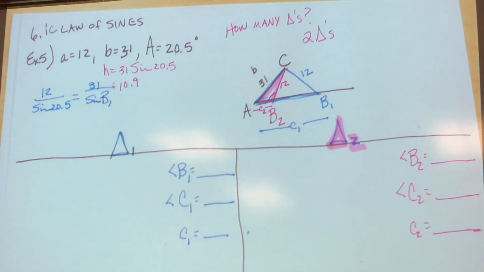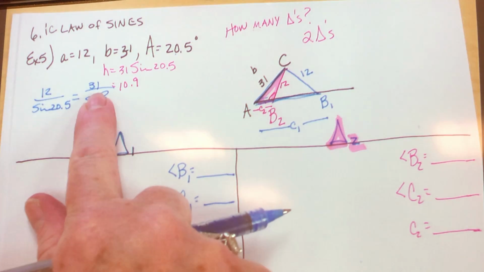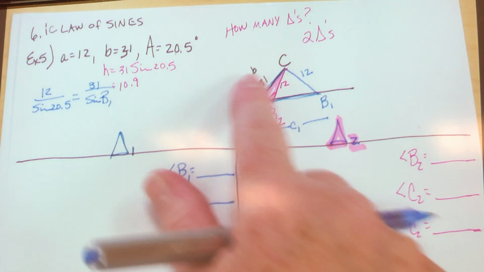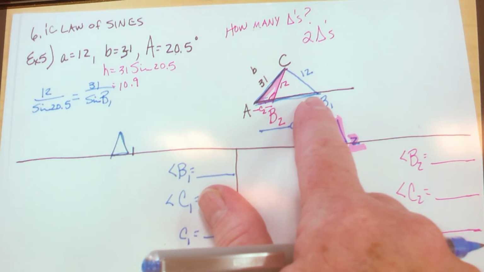Okay, ask now if you're lost so I can catch you up. I don't have a question. Okay, what's that top number on the second one? On the blue? 31. Okay. It's this side right here. This side is to the sine of its angle as this side is to the sine of its angle.